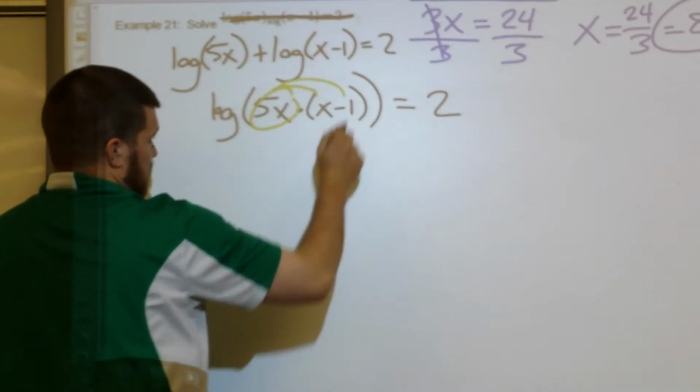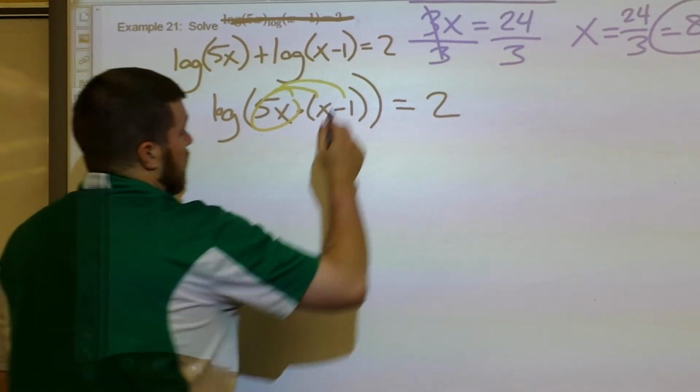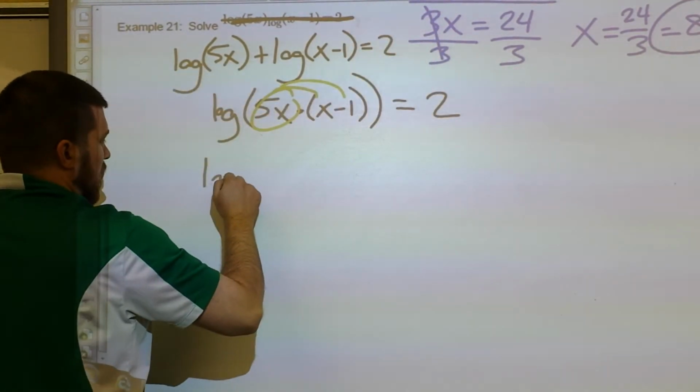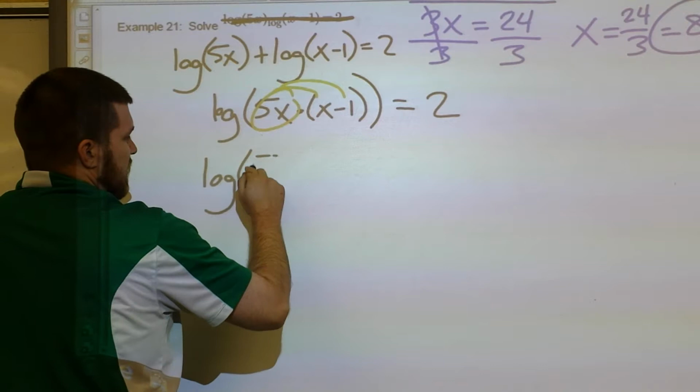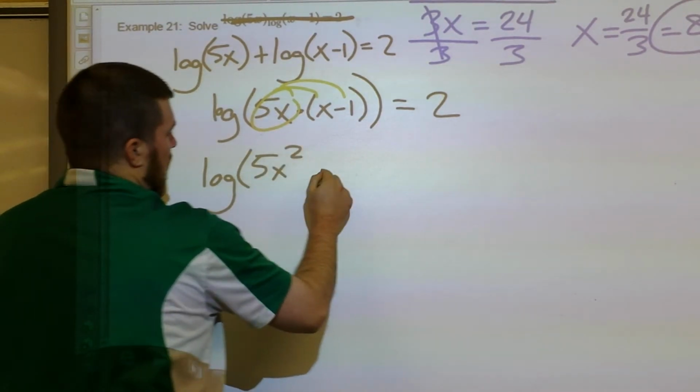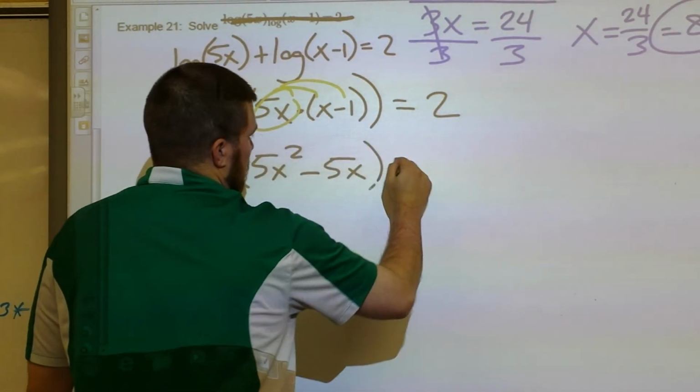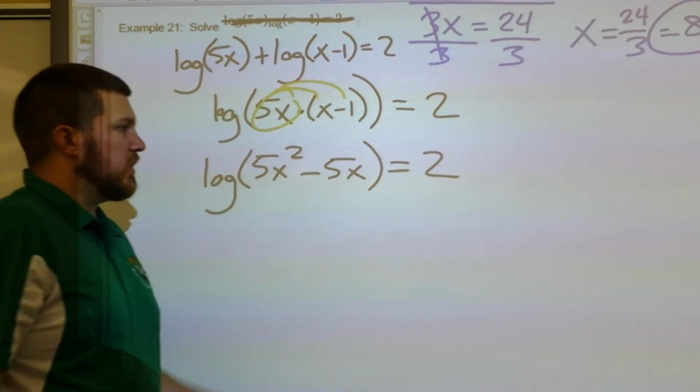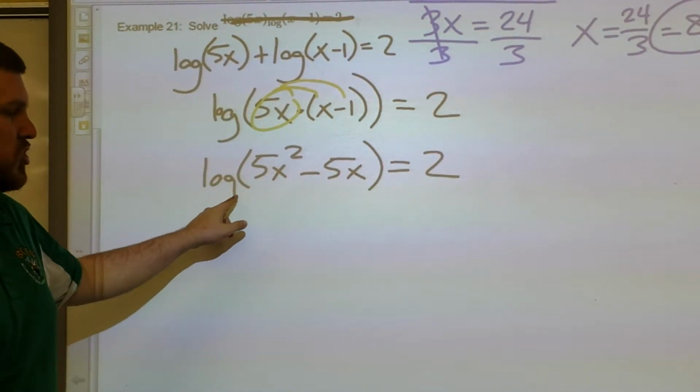All right, so now I have distributed property on the inside. So 5x gets multiplied to both pieces on the inside of my log. So I have the log of 5x squared minus 5x equals 2.